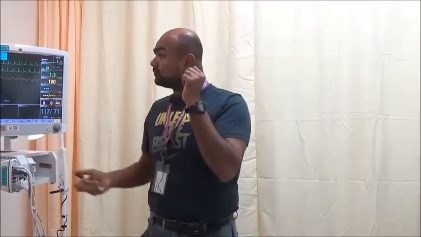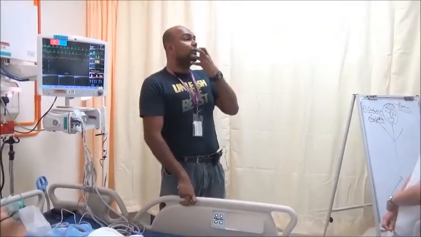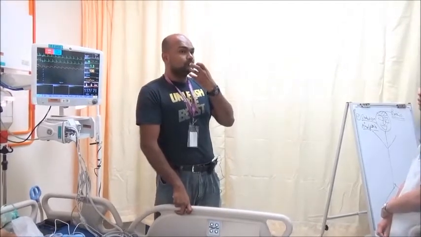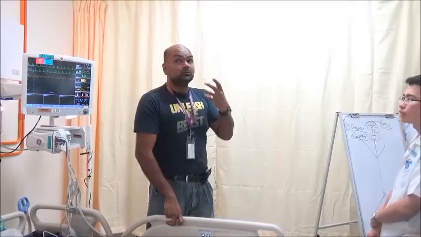What is next? Nose. What do you insert? Mouth. Secure the ETT tube. What else do you do? Connect to ETCO2 and the ventilator immediately. What is next?